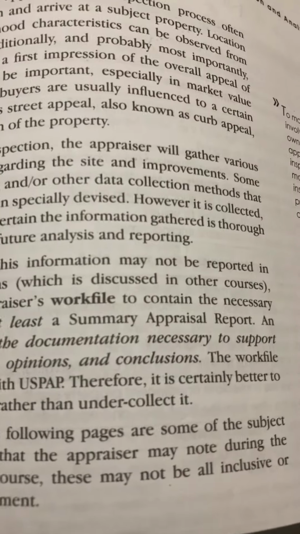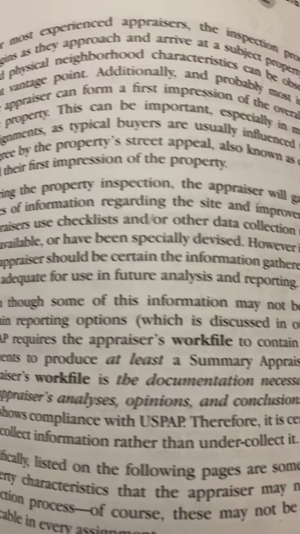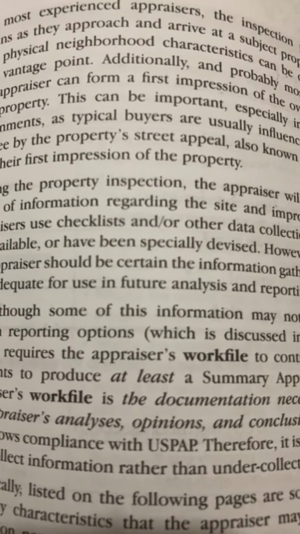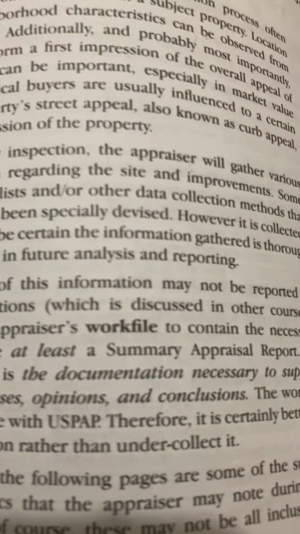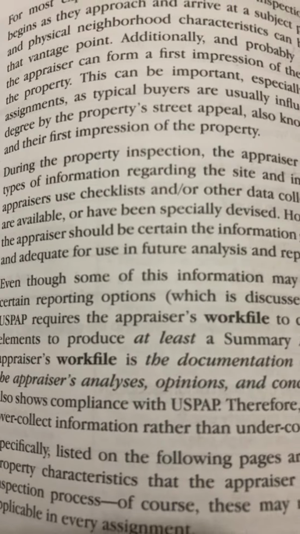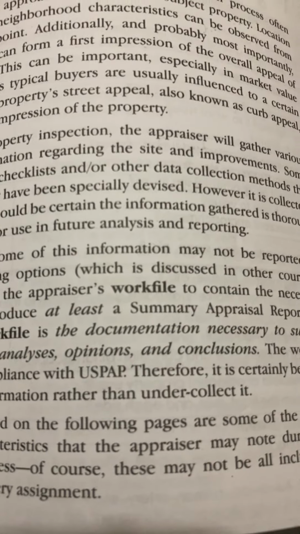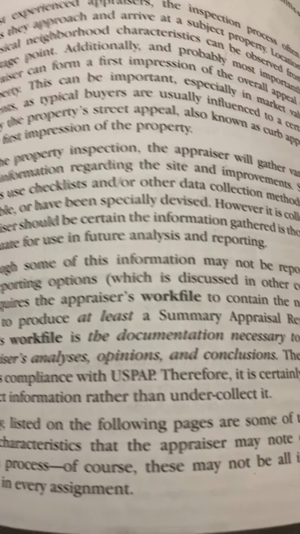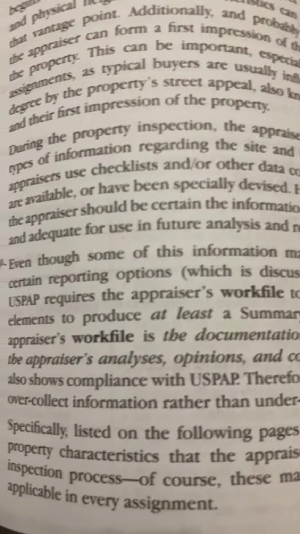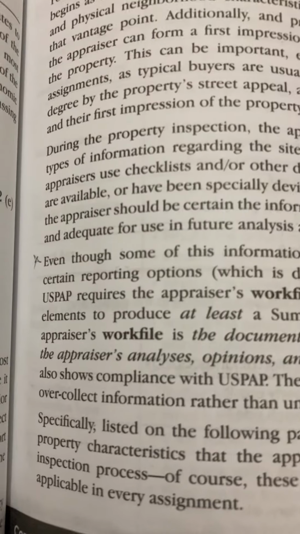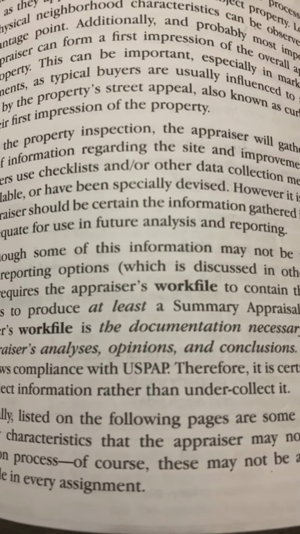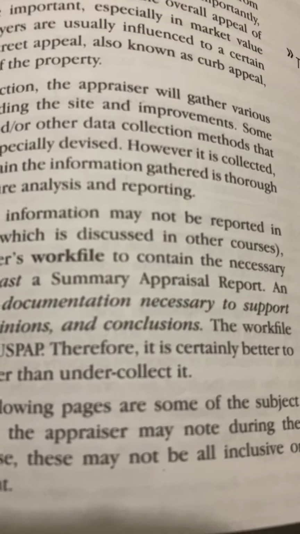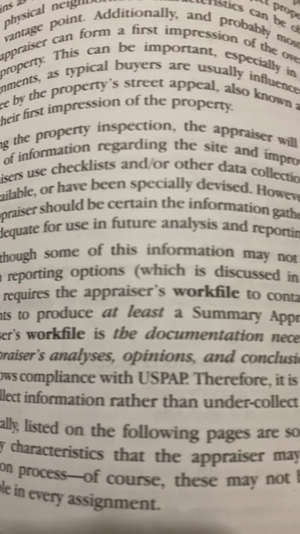During the property inspection, the appraiser will gather various types of information regarding the site and improvements. Some appraisers use checklists and/or other data collection methods that are available or have been specifically devised. However it is collected, the appraiser should be certain the information gathered is thorough and adequate for use in future analysis and reporting.